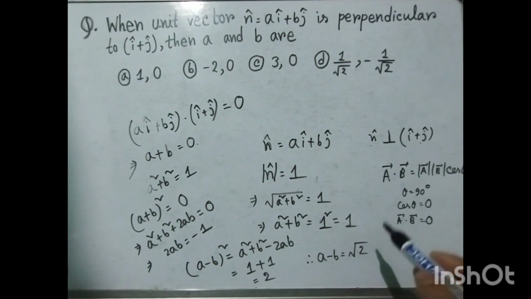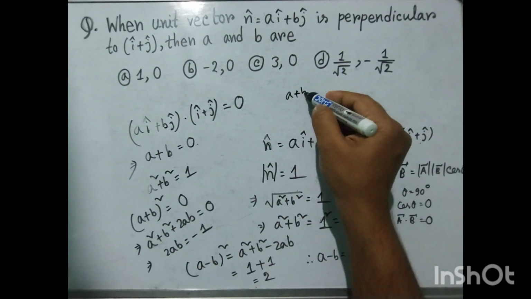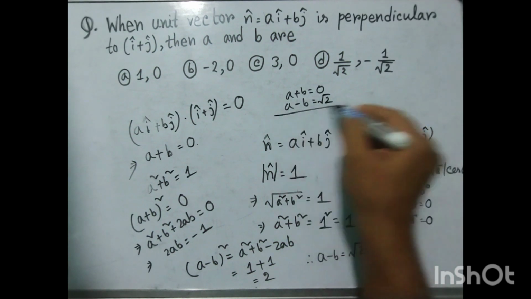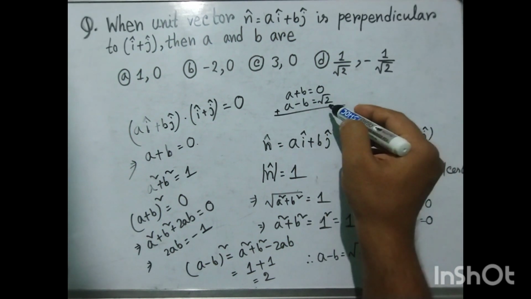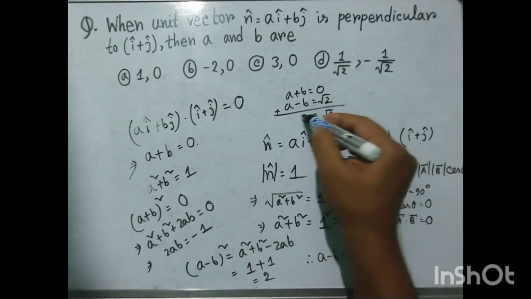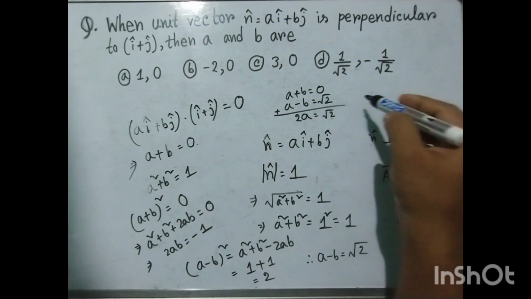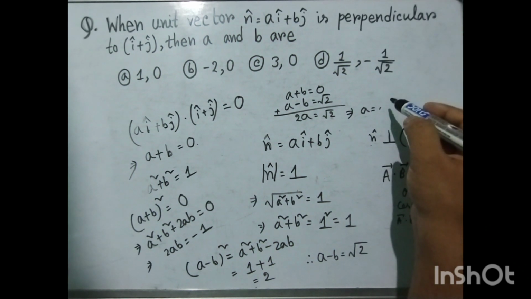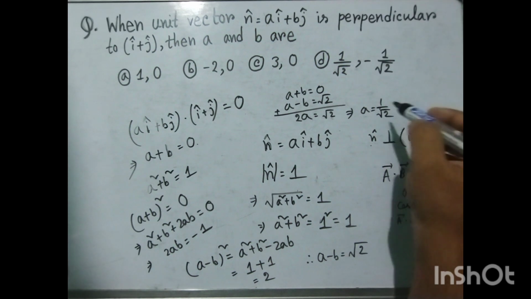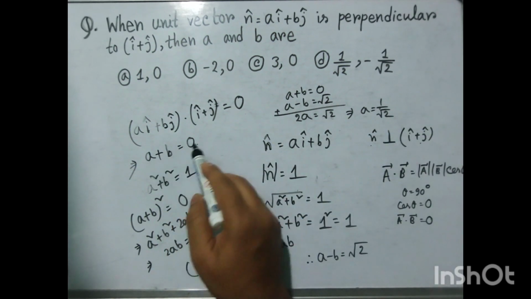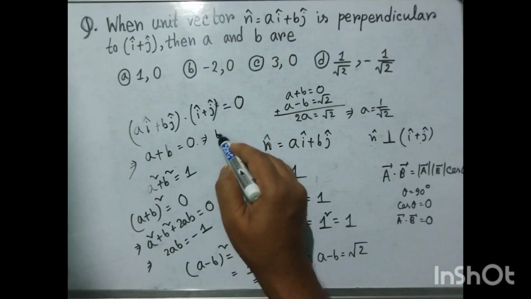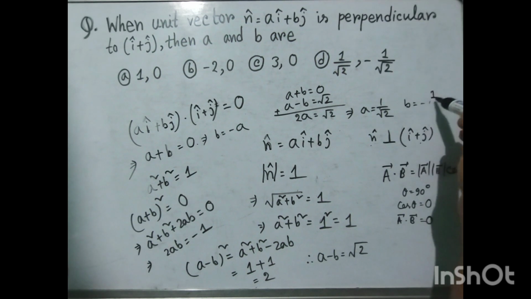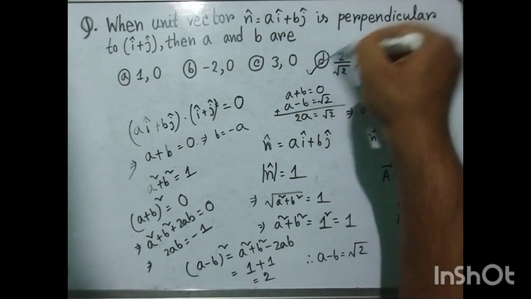Now a plus b is equal to 0, and a minus b is equal to root 2. If we add these two, then we will get root 2 equal to 2a. That means a will be equal to 1 by root 2. If a is 1 by root 2 and a plus b is equal to 0, that means b is equal to minus a. So b will be minus 1 by root 2. So option D is your correct answer.